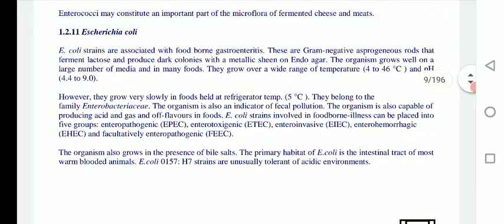Then next is Escherichia coli. E. coli strains are associated with foodborne gastroenteritis.